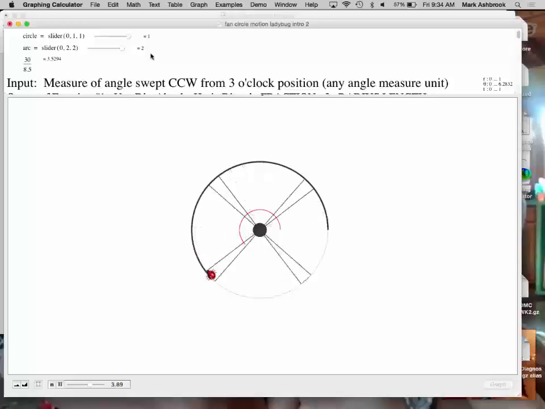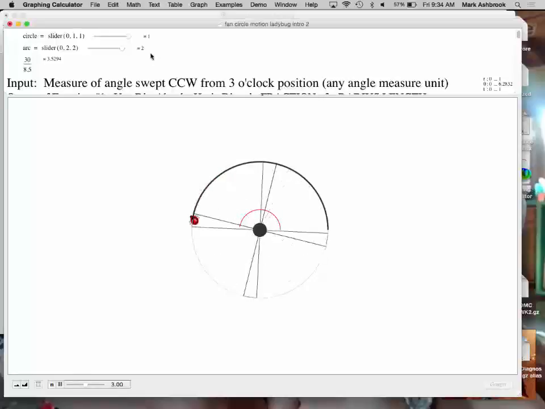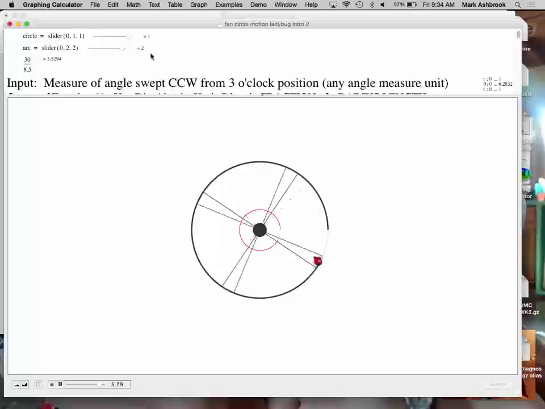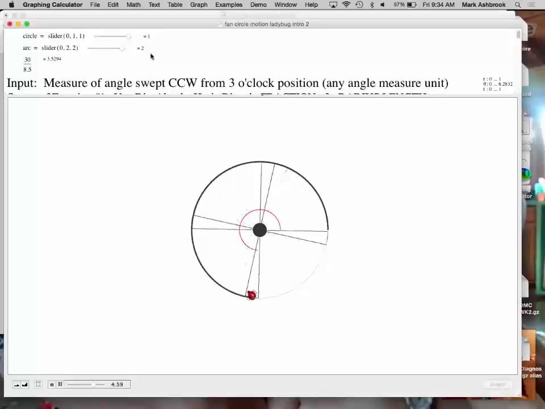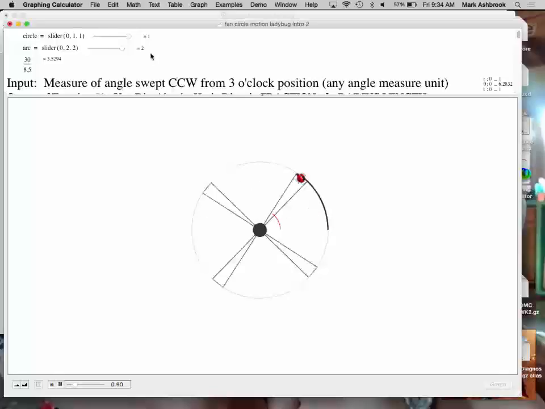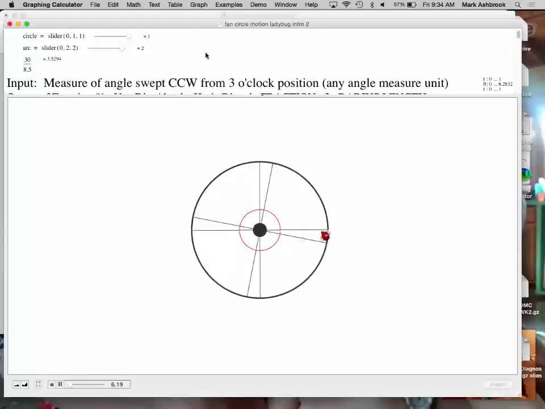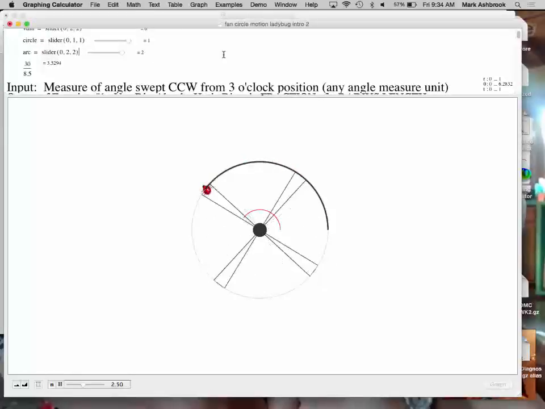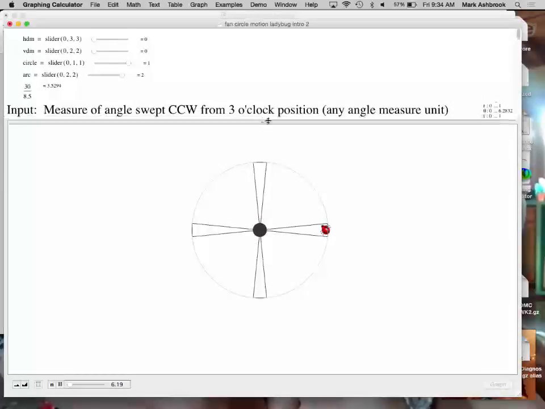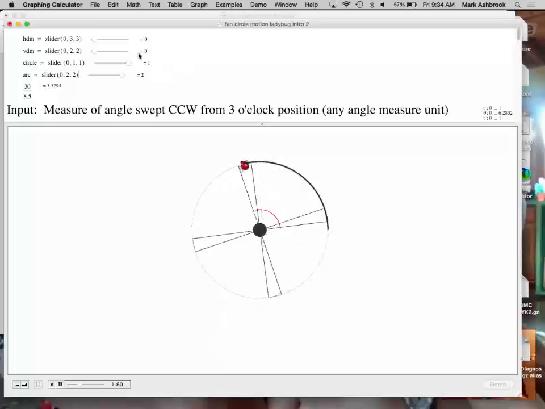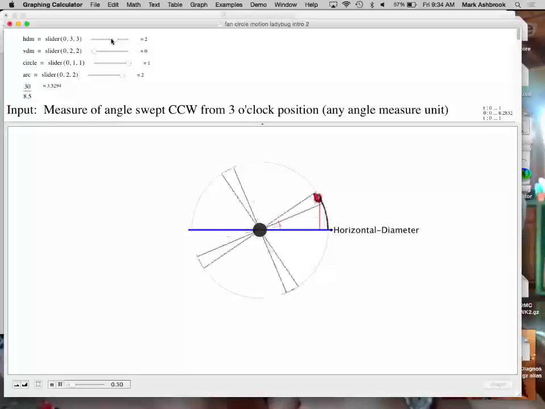Okay, so that's going to be our input. And then our output we want is to reference the location of the bug for that angle swept. So as the bug sweeps out an angle, it's sweeping through locations, right? Locations. So if we want the location of the bug, we actually need two quantities to keep track of that location. And so the first quantity is going to be relative to what we call the horizontal diameter of the circle.